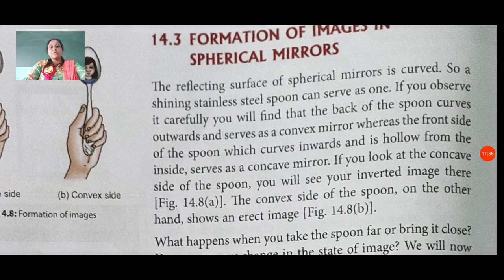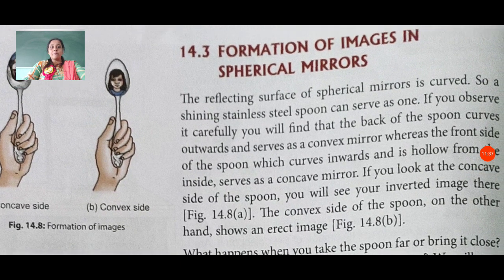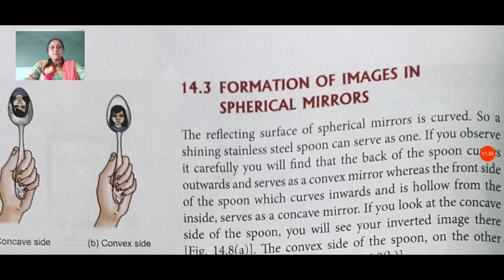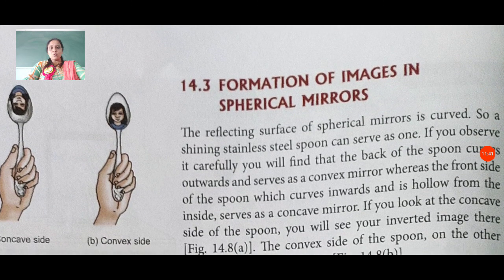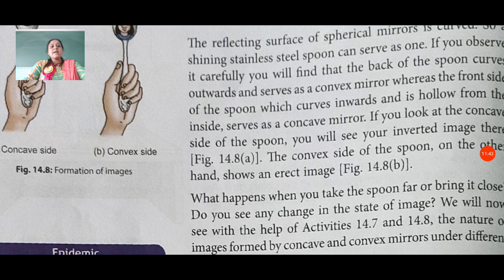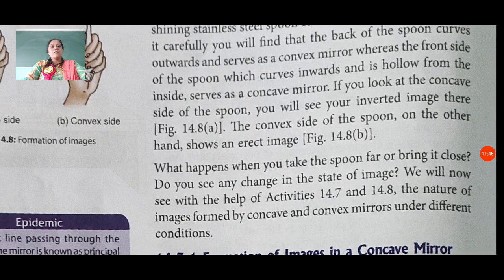The convex side of the spoon, on the other hand, shows an erect image. You can see here figures 14.8a and b. The images are also available here. Try to do this at your home. What happens when you take the spoon far or bring it close? Do you see any change in the state of the image?